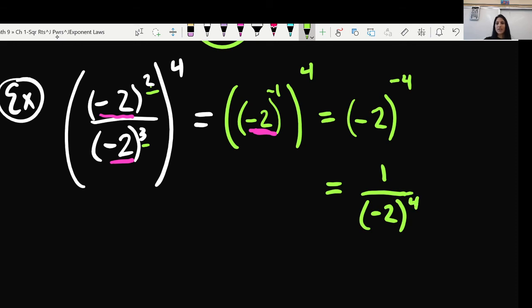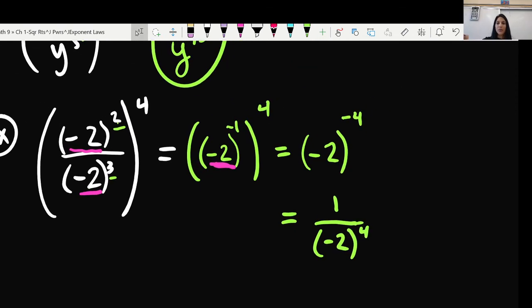And I'll just remind you of this. We never want a negative exponent. So if we have a negative exponent there, we want to take the reciprocal of the base, which would be 1 over negative 2, and then that makes the exponent positive.